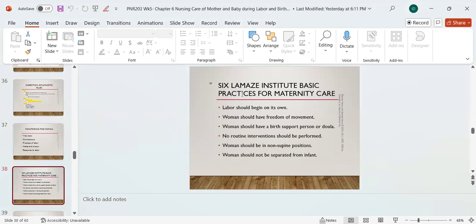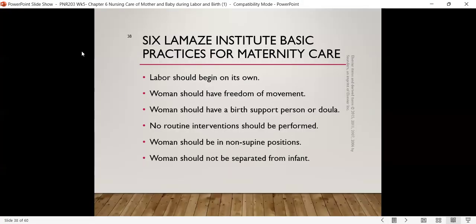So we talk about the 6 Lamaze Institute basic practices for maternity care. And what this is all about is, labor should begin on its own. Okay, so we're not going to induce someone. Well, we don't really induce them until they go really post dates or there's a medical problem with mom. That's when we'll induce. But we don't induce just to induce because Aunt Mary's birthday is falling on such a date and she wants to be delivered. We don't do that. Women should have freedom of movement.